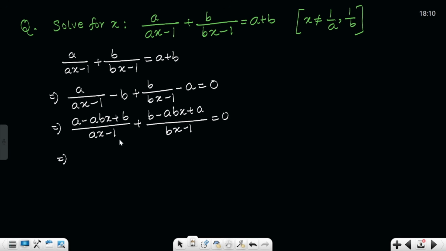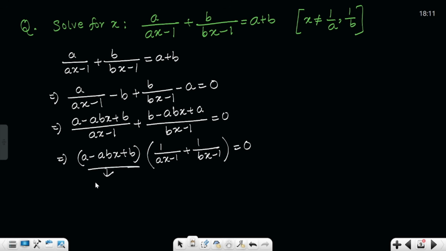Now from these two terms you can take a minus abx plus b common, right? And in the bracket here it will be 1 by x minus 1 plus 1 by bx minus 1 equal to 0. So from here, what we will get? We will get a solution. We will get a plus b equal to abx, right? Because if we put this term equal to 0, a minus abx plus b equal to 0, we will get a plus b equal to abx. So from here, we will get x equal to a plus b upon ab.